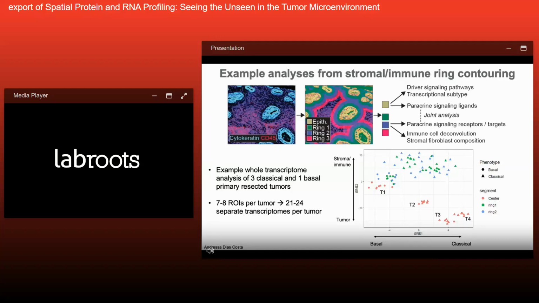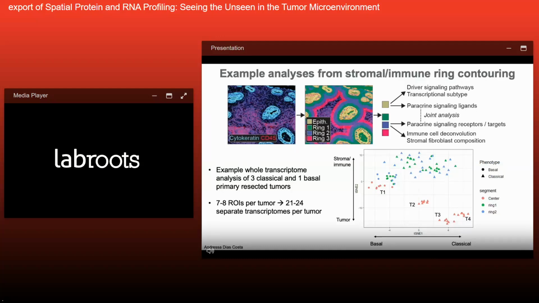And if you take epithelial and stromal and immune areas, you can start to do things like paracrine signaling analysis, where you look for ligands that are expressed by one cellular compartment and then look for their cognate receptors and downstream targets in another cell population. And this allows you to start inferring how these different cell types are probably talking to each other in the microenvironment. The bottom of this slide shows results from a pilot study we did before we analyzed the trial specimens.